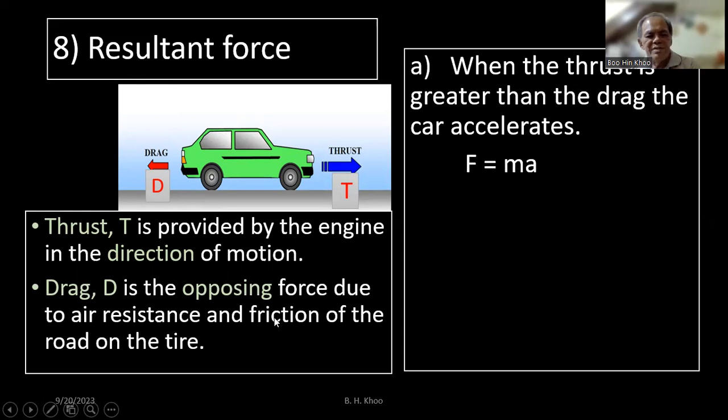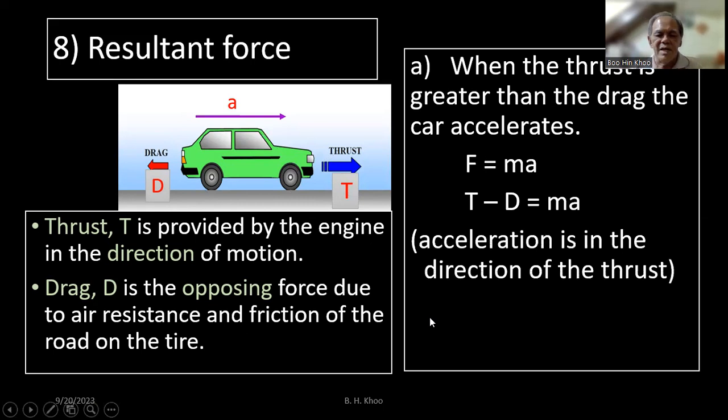So we apply Newton's second law, F equals ma. To find the resultant force, we take T minus D equals ma, where m is the mass of the car and a is the acceleration of the car. Okay, I'll show you some factors there. The acceleration is in the direction of the thrust because the thrust is greater than the drag.